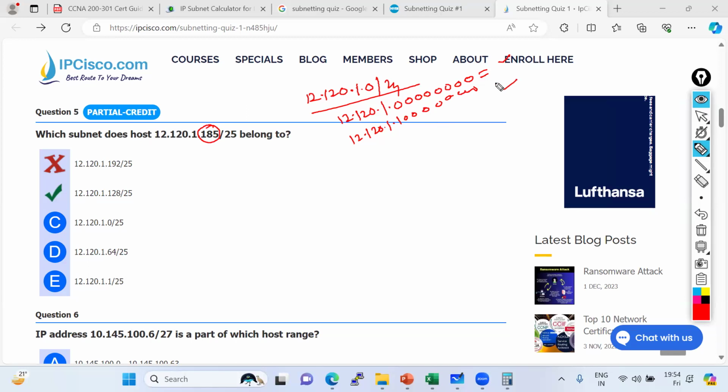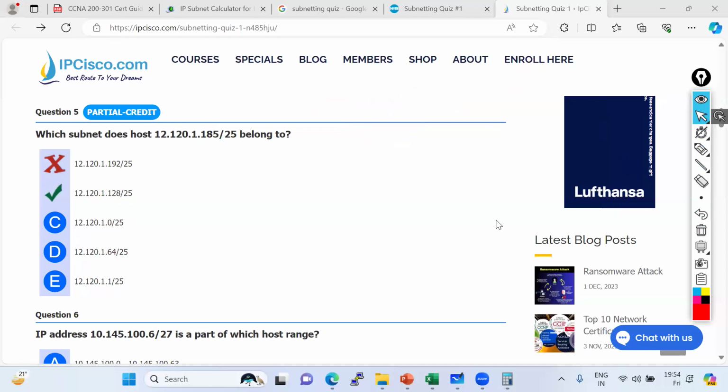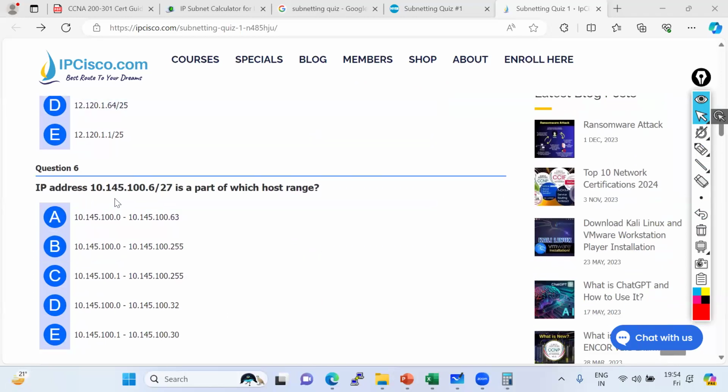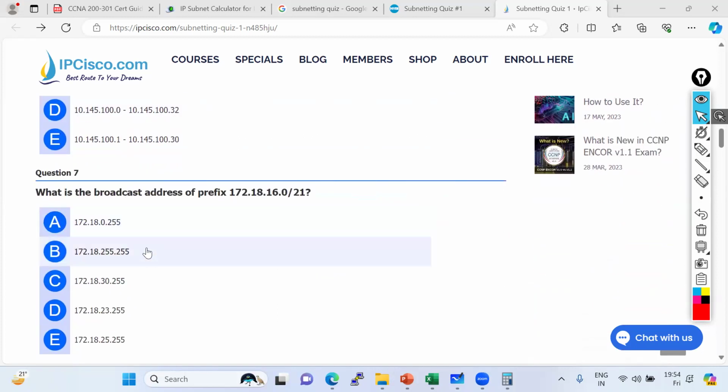This will become 12.120.1.128. This one, that's right? The second. This is good, because the first one maximum gives IP addresses till 127, and 128 to 256 is going to be part of this network, right? So you just have to think in this way. Now, this is the last one. Okay, you do the practice at home.